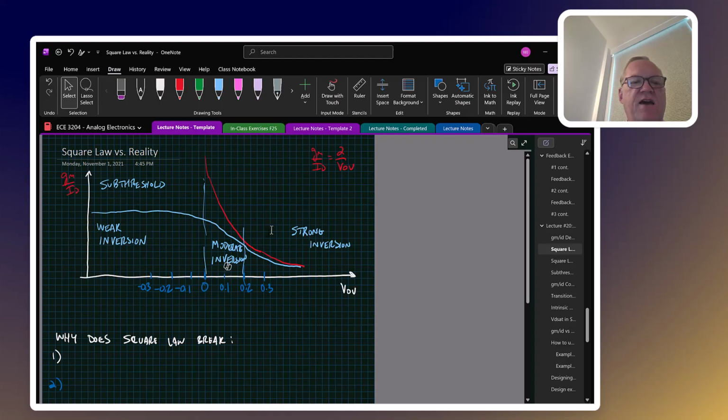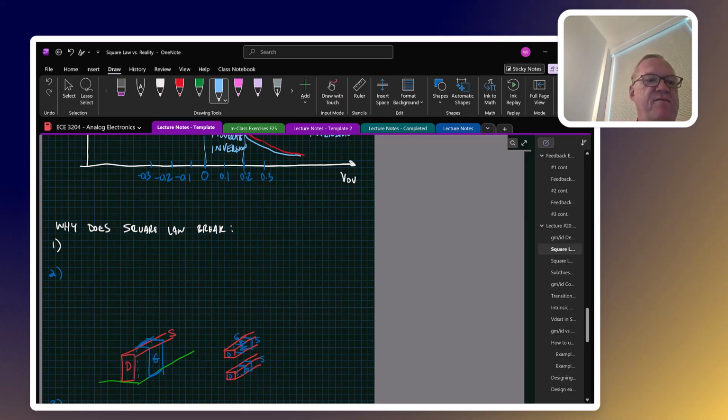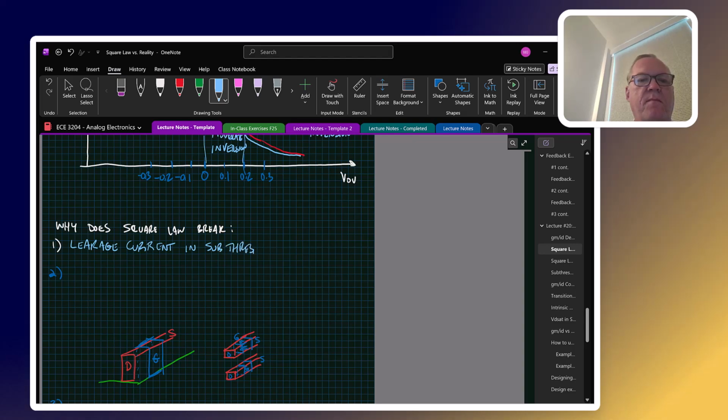All right, so let's ask why the square law breaks for very small values of VOV. So the first reason that it breaks is we have leakage current in the subthreshold operation. And we also have what we call short channel effects.